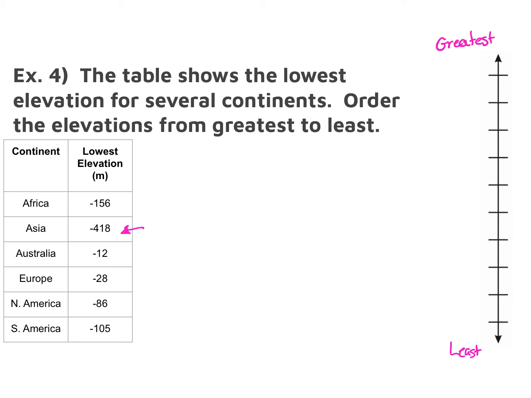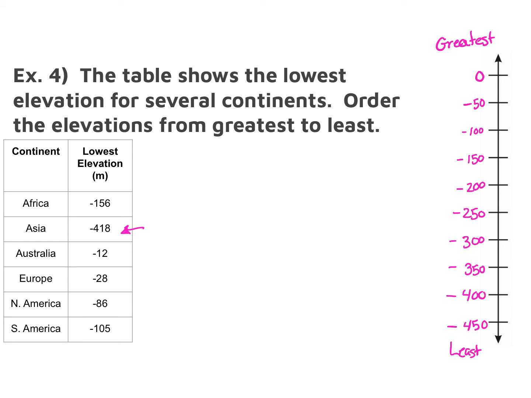So I'm going to count by, let's do 50s. So 0, -50, -100, -150, -200, -250, -300, -350, -400, -450. All right, so let's go ahead and graph each one of these.